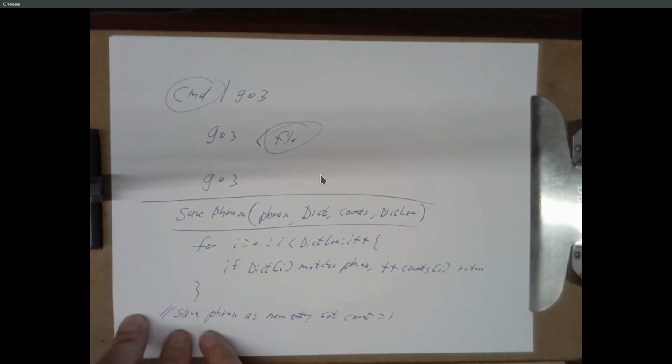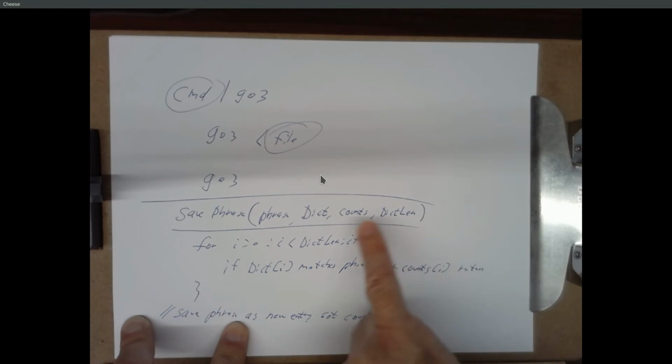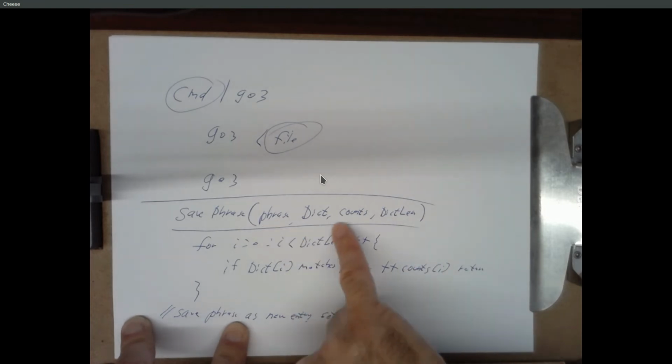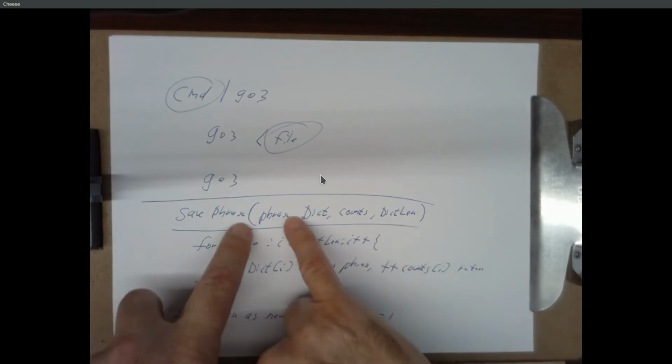If you come all the way through, you need to make a new entry in your dictionary. And that new entry is going to go at dictionary bracket dictionary length. So string copy dictionary bracket dictionary length, comma, phrase. Counts bracket dictionary length equals 1, and then increment dictionary length. And that adds it to the end of the dictionary. Does that make more sense? Okay. But do the phrase extractor first.